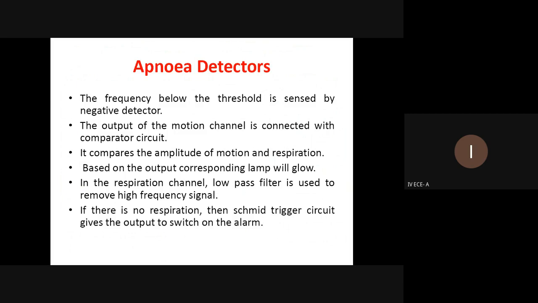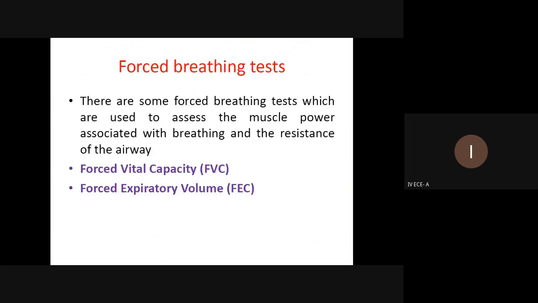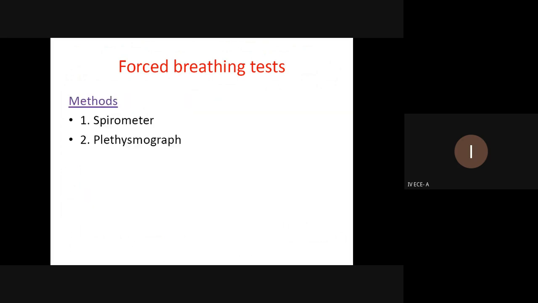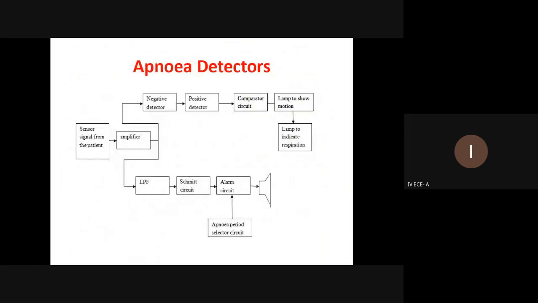If there is respiration, a low pass filter is used to remove the high frequency signal. The output of the alarm is connected to the speaker. When there is no respiration for a period of 10 or 20 seconds, an audio signal through the speaker and a visual signal through a flashlight are delivered. So this is the method of respiration determination, and finally we have seen the respiration measurement through apnea detectors.